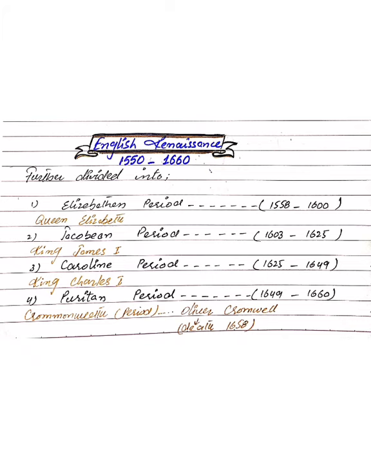Today's topic of discussion is the English Renaissance, which is from 1550 to 1660. But this English Renaissance is further divided into four periods. There are very many ups and downs in this period. First of all, there is the Elizabethan period, then the Jacobean period, the Caroline period, and the Puritan period. Today we will discuss the Elizabethan period.